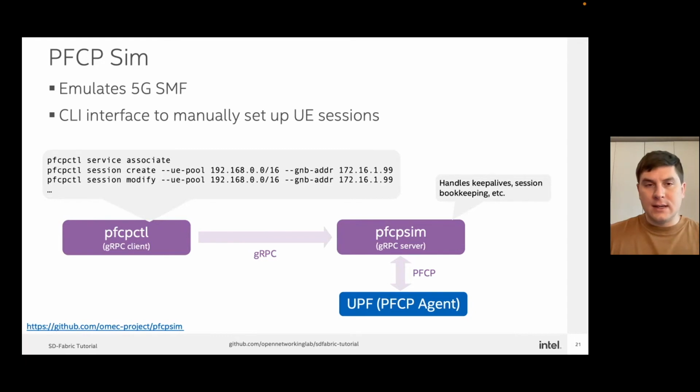This tool is made of two different parts. There is a PFCP SIM container that is the one responsible for the PFCP communication with the UPF, as well as maintaining some session state. To be able to set up then the necessary UE rules, we use a CLI interface provided by a tool called PFCP Cuttle that we're going to use to perform association requests, as well as create and modify UE sessions.